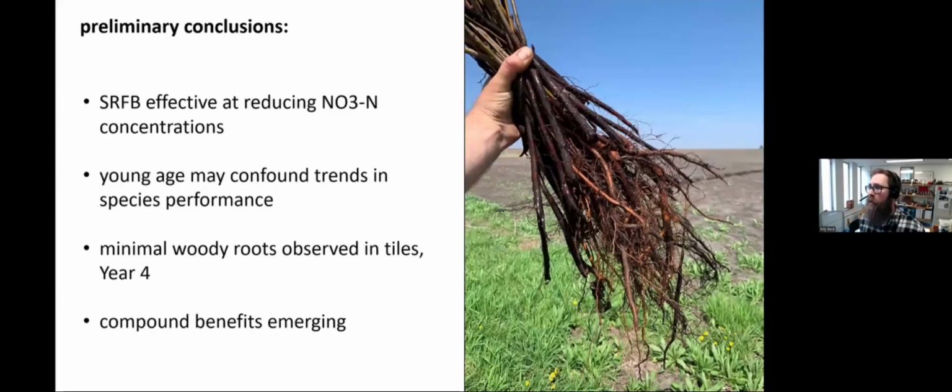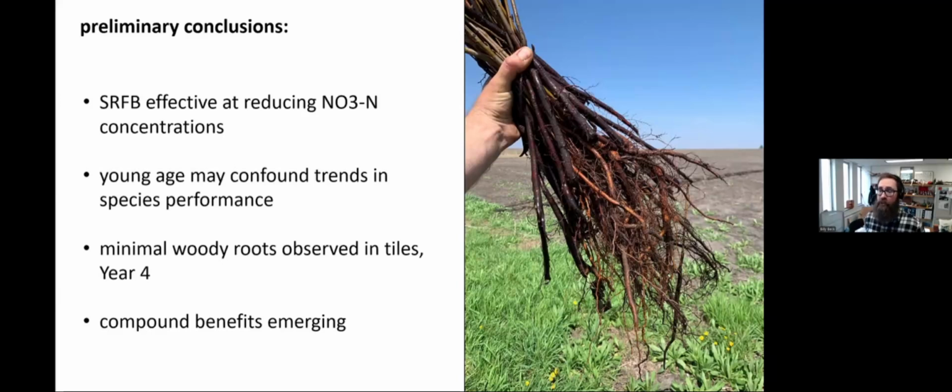So, just real quick, preliminary conclusions. This young buffer is effective at reducing NO3-N concentrations. Again, we didn't look at load for budget reasons. But the young age of these trees may confound trends in species performance. This is going to be really interesting as these trees age and expand their root systems and start potentially taking up more nitrate. It'll be interesting to see how the data turn out there.